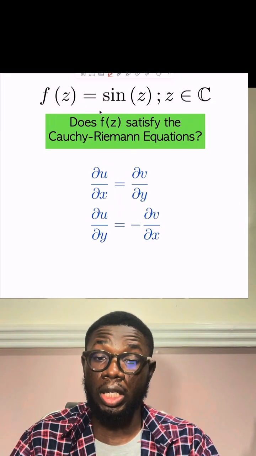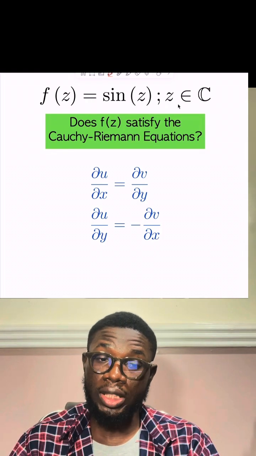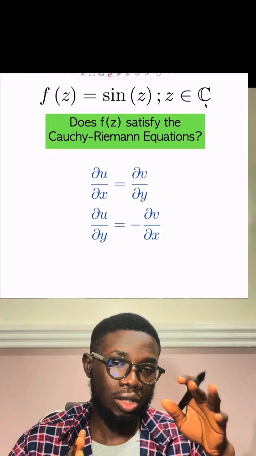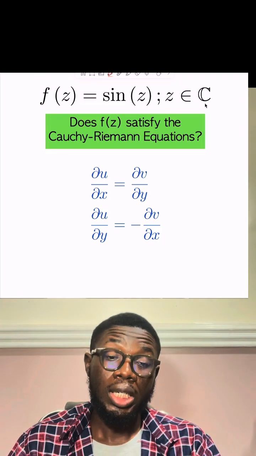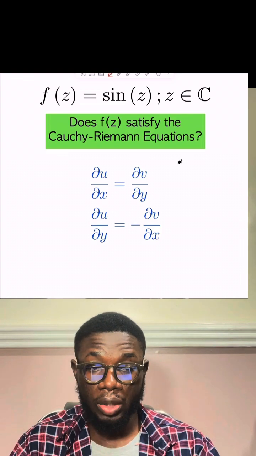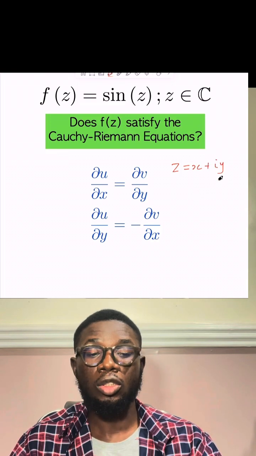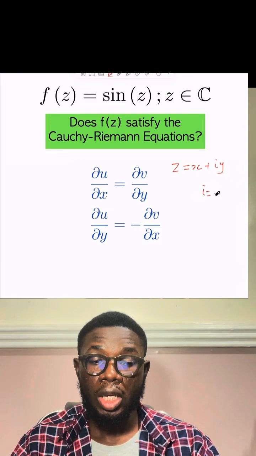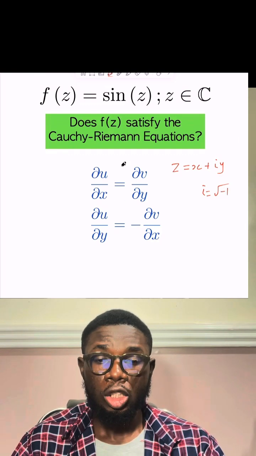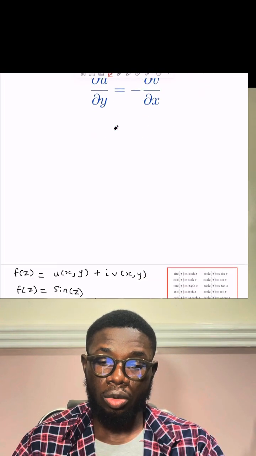Let's see whether this particular function, f of z equals sine z, where z is a complex number, is analytic. It's not a regular sine of a normal angle. It's a complex number, and you know the general representation of a complex number: z equals x plus iy, where i is the square root of -1. I believe you should be familiar with that.